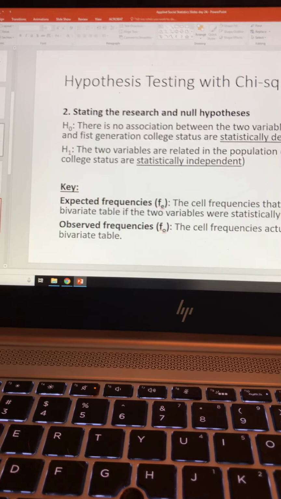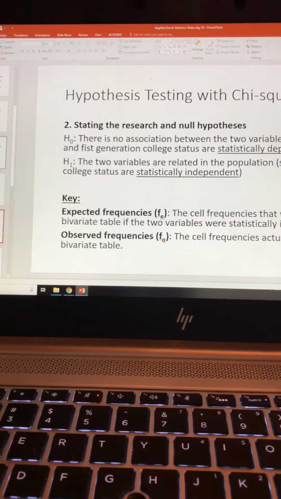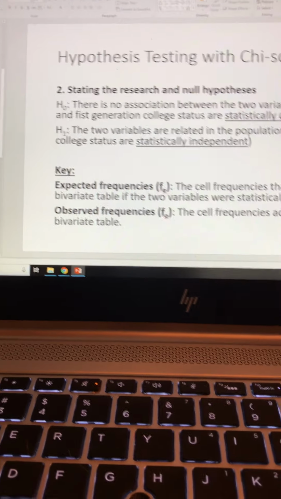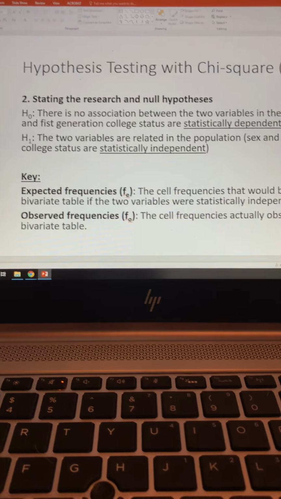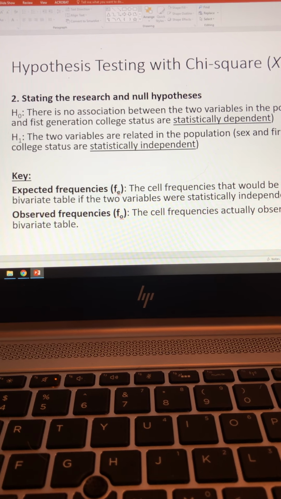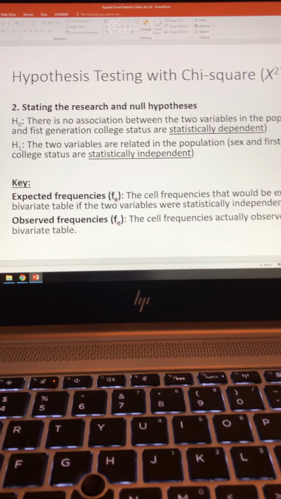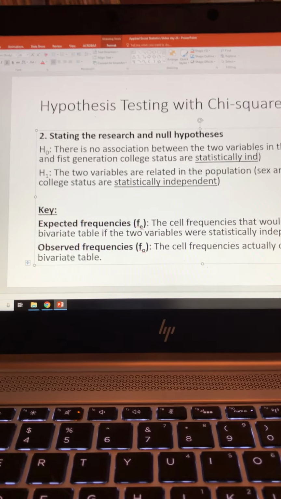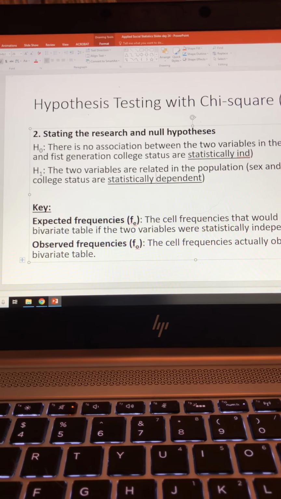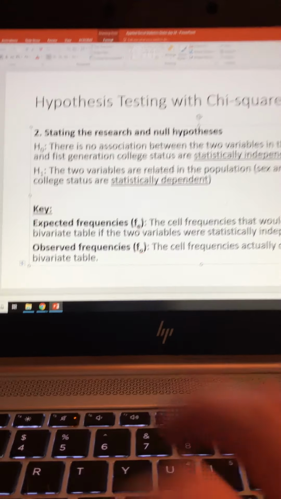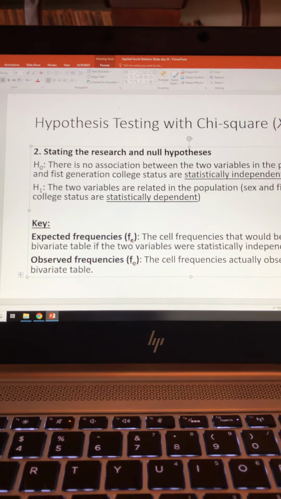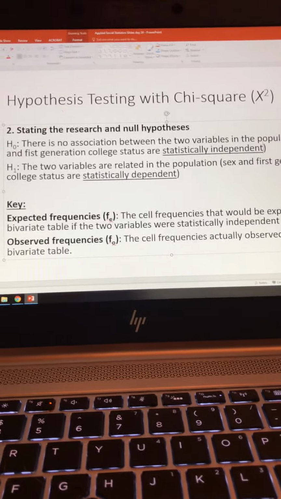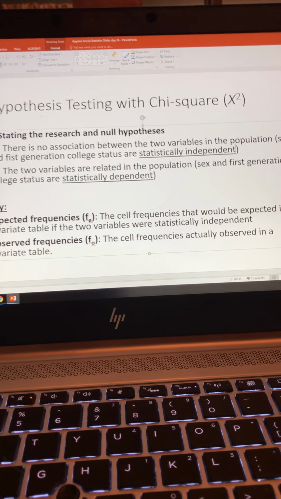The null and research hypotheses are relatively straightforward. They'll always be the same. Your null hypothesis will be that there's no association between the two variables, that they are statistically independent. They're not reliant on one another. The research hypothesis is that they're statistically dependent on one another, that they are related, that there is an association.